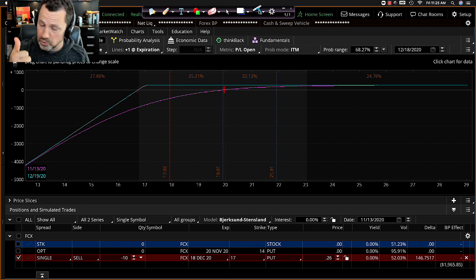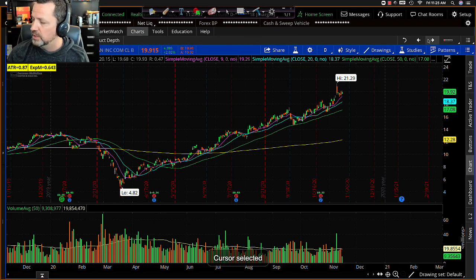One is the delta rule, which we've already covered. We talked about the delta of 15. Two is that I make sure I'm outside that probability cone. And I can go show you on a stock chart what that really is.